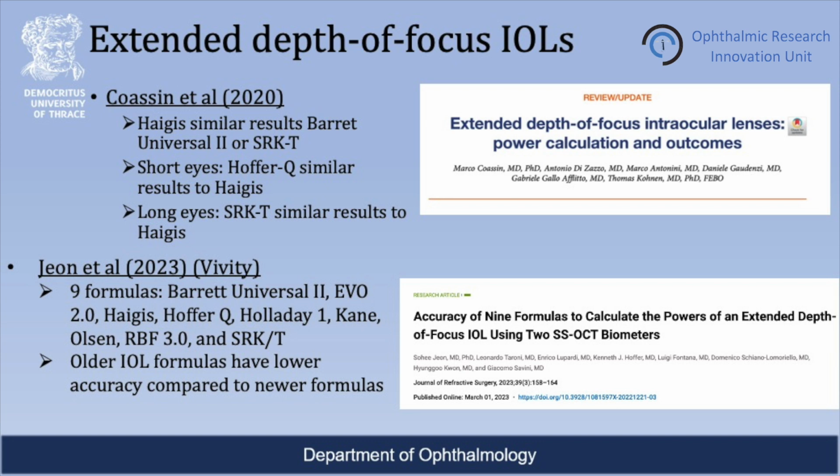Recently, John and his colleagues compared 9 different formulas for the power calculation of the Vivity lens. The study results showed that older IOL formulas have lower accuracy compared to new generation formulas.